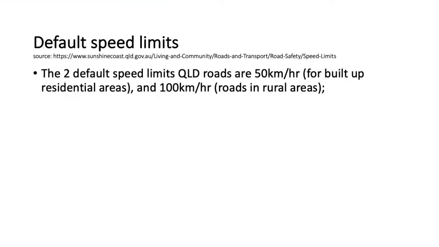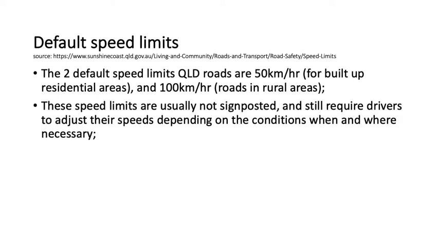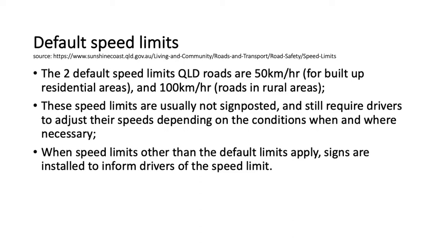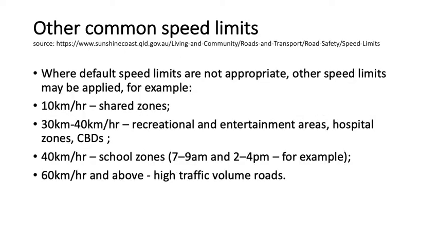Speed limits. The two default speed limits on Queensland roads are 50 km per hour for built-up residential areas and 100 km per hour for roads in rural areas. These speed limits are usually not signposted and still require drivers to adjust their speeds depending on the conditions when and where necessary. When speed limits other than the default limit apply, signs are installed to inform drivers of the speed limit.